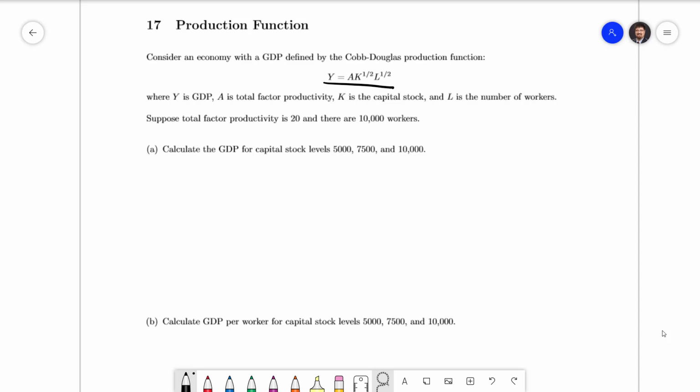In part A, we are going to calculate the GDP for three different levels of the capital stock: 5,000, 7,500, and 10,000. To do this, we're going to need to plug these numbers into our production function. Since we are working with fractional exponents, in this case square roots, these numbers are generally not going to come out too nicely, and so I'm going to go over to Excel to calculate these.